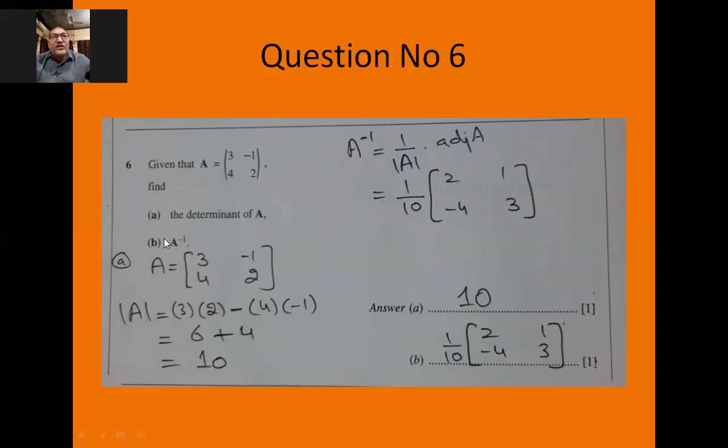Now I want to find out the inverse. You know the inverse formula is 1 by determinant of A into adjoint A, 1 by 10. The determinant value is 10. And you know in the adjoint, we change the location of these two members along this diagonal. And along this diagonal, the signs of these two members are changed. So you will have 2, 1, minus 4, and 3. So that is A inverse.